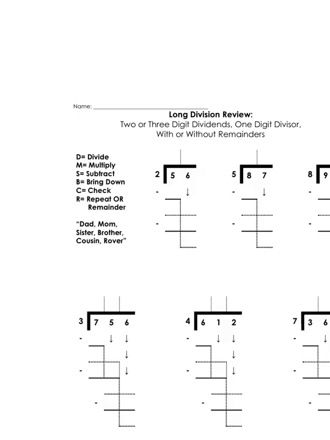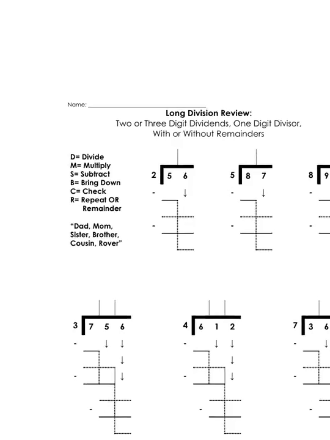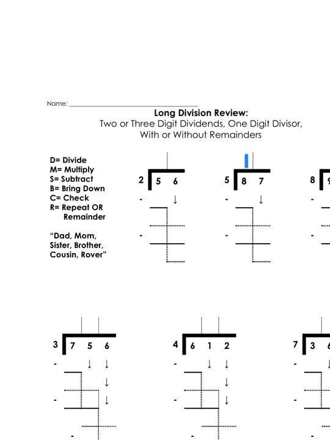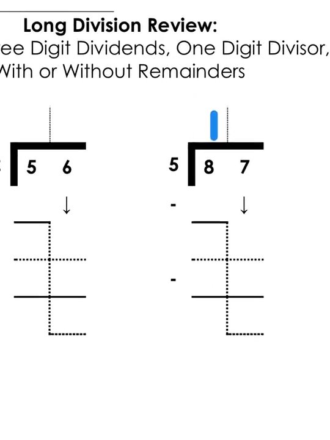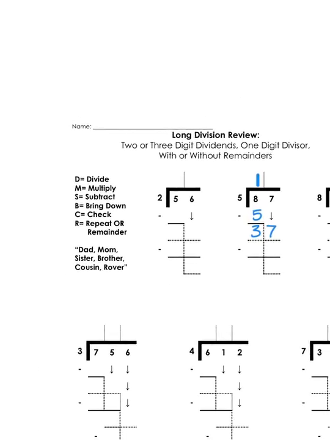First, we're going to divide 8 by 5. How many groups of 5 can I get out of 8? Well, I know that I can get one group of 5 out of 8 because 5 times 1 is 5. I'm then going to subtract 8 minus 5. That leaves me a difference of 3. And then I'm going to bring down the 7. Now, I'm going to check my number. 37 is bigger than my divisor, so I'm going to repeat the process and start over again.